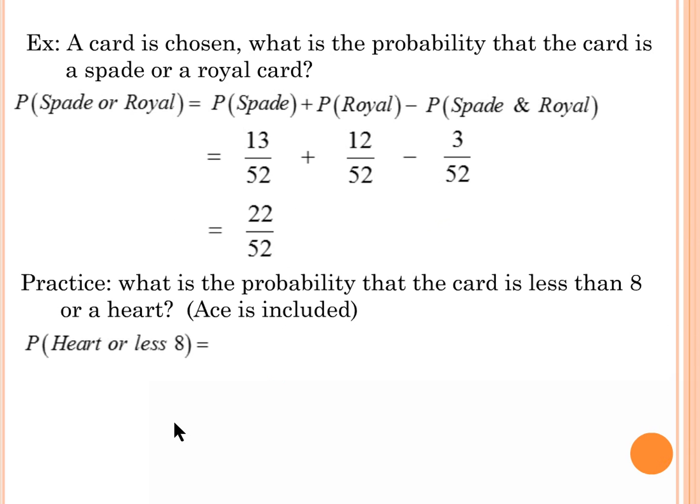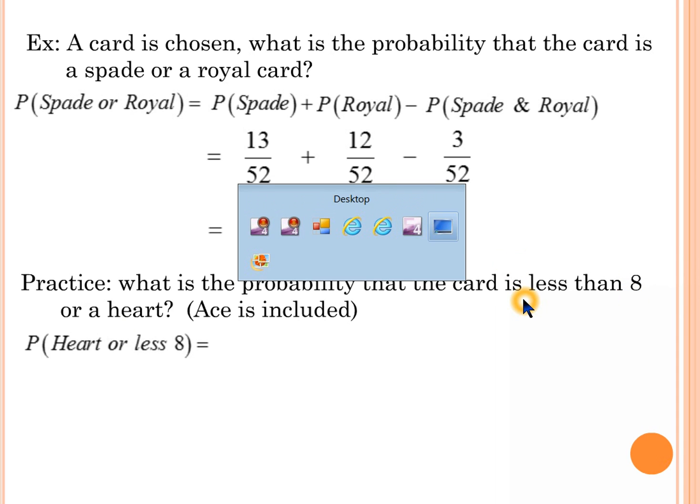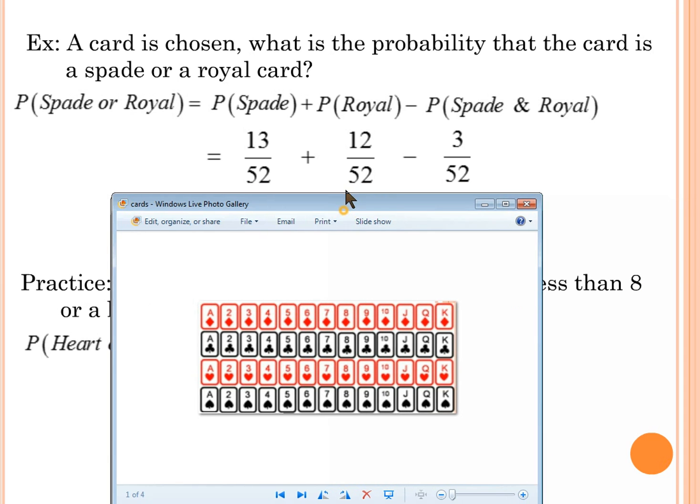All right, next question. What is the probability that the card is less than 8 or a heart? If you're less than 8, those are numbers like 7, 6, 5, 4, 3, 2, and ace is also included. So what's the probability that the card is less than 8 or a heart? Okay, so can a heart be less than 8? Let's take a look. Let's move this up here.